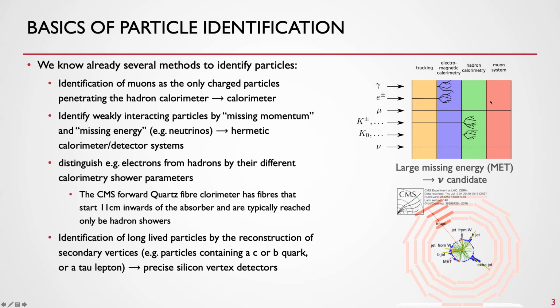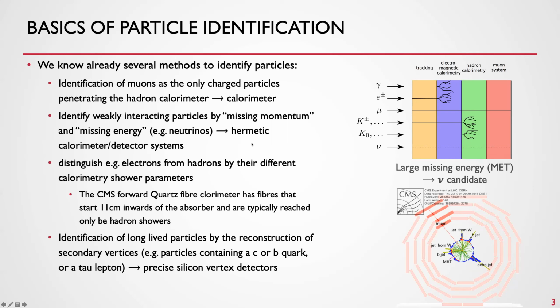One case is relatively simple. It is the muon. Muons are the only charged particle that can penetrate the hadronic calorimetry. That means it can reach the muon system even if that system is outside the calorimetry or even the magnet. So muons can be relatively easily identified.